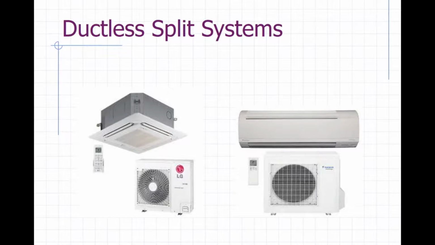So, examples of ductless split systems: you could have your condensing units outside, and then you've got a ceiling cassette, which would be shown on the left, and then you've also got a ductless split that would just hang on a wall.